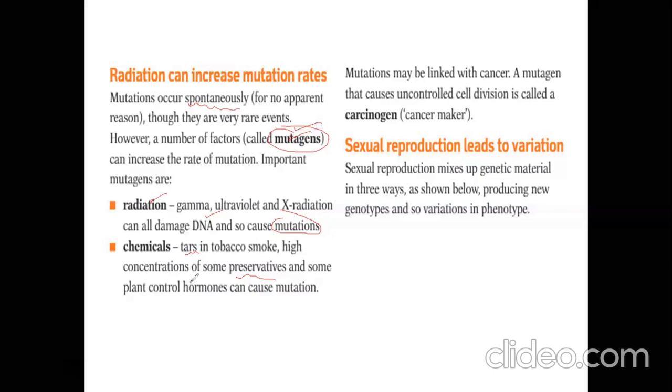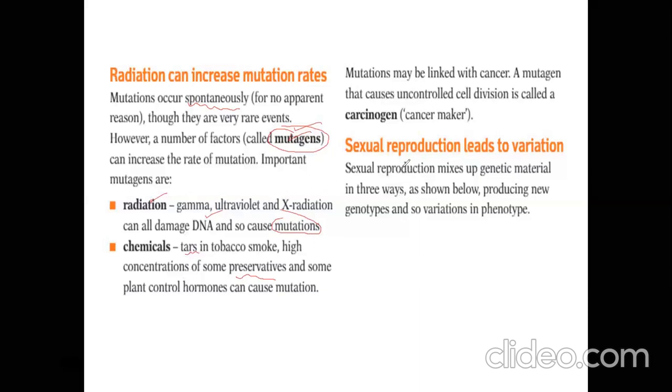Some hormones that we are using for plants, some plant control hormones, can cause mutation. Even some chemicals that we are spraying on plants to control herbs can also increase the risk of mutation because that can enter our food chain.